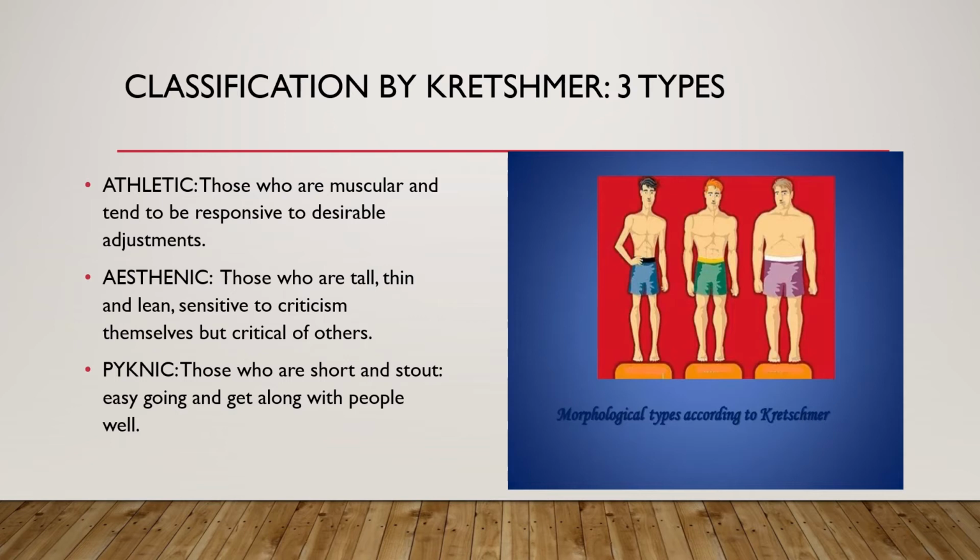The last one is pyknic. As you can see, the person in the violet pants is short and stout. People who are short and stout are very easygoing and at the same time very sociable, very connected with people, and able to get along with people easily. So these are the three types classified by Kretschmer, who is a German psychiatrist.